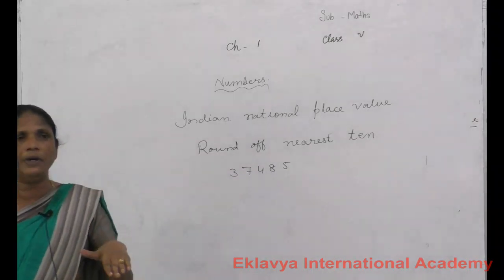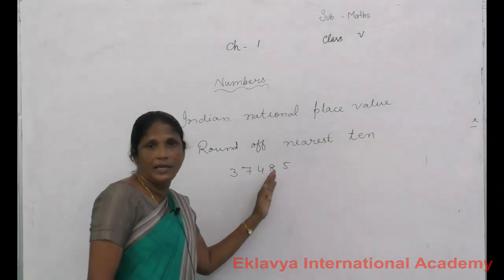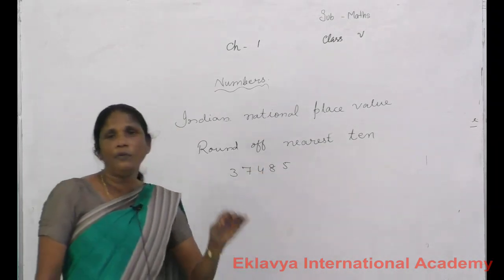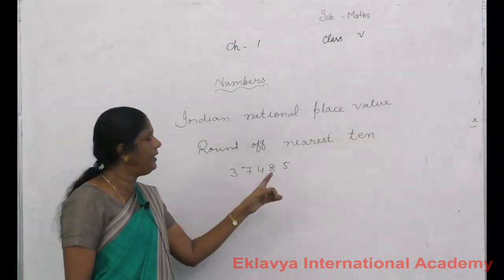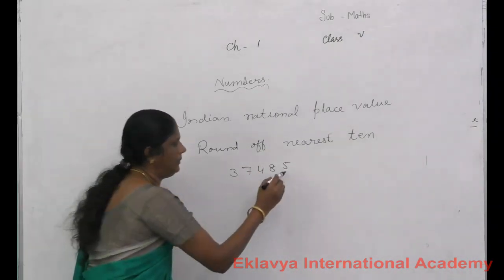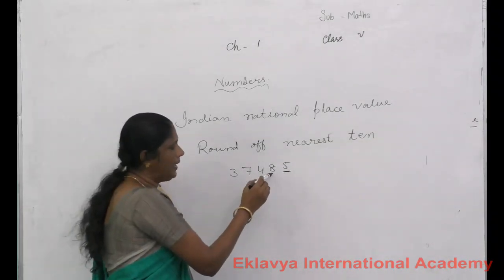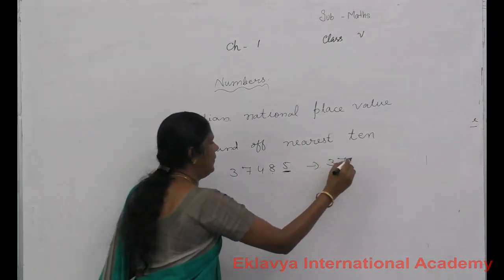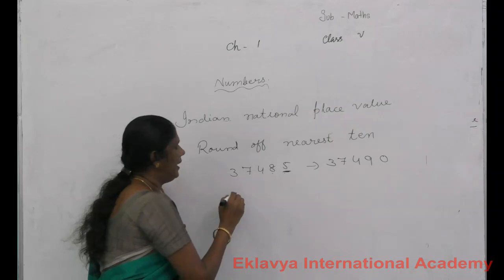If the digit is less than 5, there is no change in the tens place. If it is 5 or greater than 5, we add 1 in the tens place. Here the example: in the ones place comes 5. We add 1 in the tens place. Then the answer is 3, 7, 4, 9, 0. Understand?